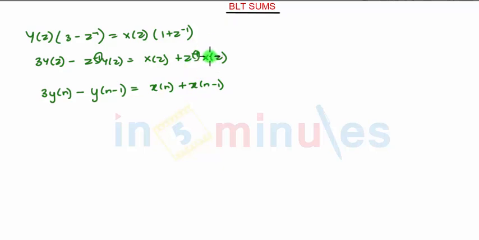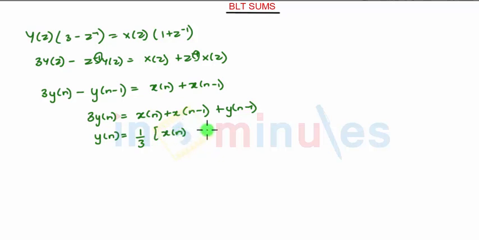Now we will take all the minus 1 terms, like we have to form these equations in the form of y of n to find out the difference equation. So it will be like 3 into y of n is equal to x of n plus x of n minus 1 plus y of n minus 1. So we will divide this 3 on RHS. So finally we will get y of n is equal to 1 by 3 x of n plus x of n minus 1 plus y of n minus 1. This is the required difference equation of digital filter, and thus we have found out the bilinear transformation.